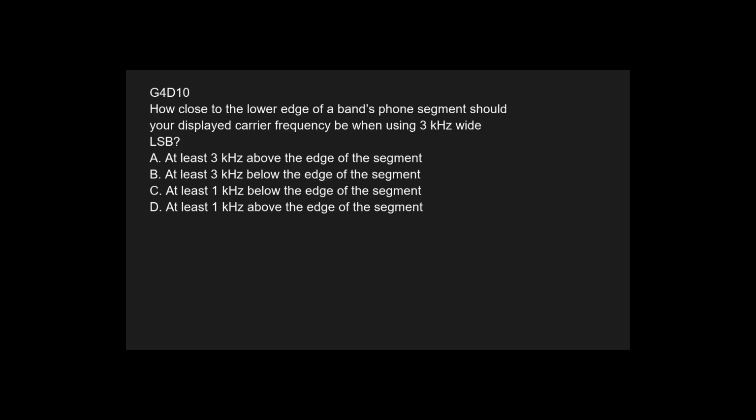Question: how close to the lower edge of a band's phone segment should your displayed carrier frequency be when using 3 kHz wide LSB? The correct answer is A. At least 3 kHz above the edge of the segment. Question: how close to the upper edge of a band's phone segment should your displayed carrier frequency be when using 3 kHz wide USB? The correct answer is B. At least 3 kHz below the edge of the band.